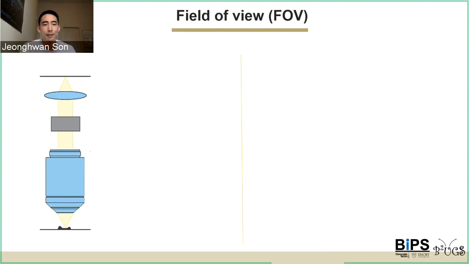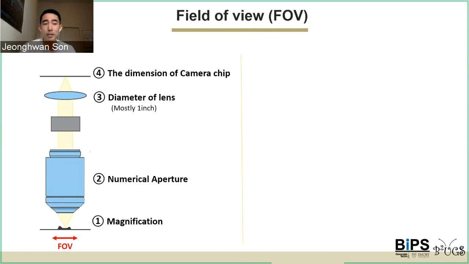Next parameter is field of view. Field of view is the size of region where microscopy can image. This field of view can be decided with 4 parameters. 1. Magnification. 2. Numerical aperture. 3. Diameter of lens, which is typically 1 inch in commercialized setup. 4. The dimension of camera chip.